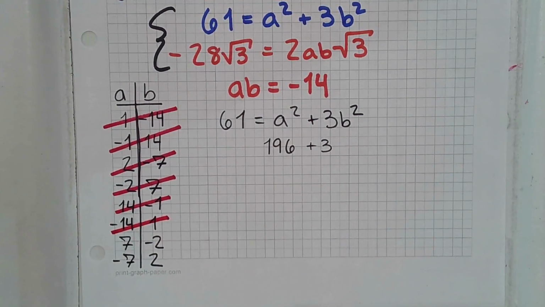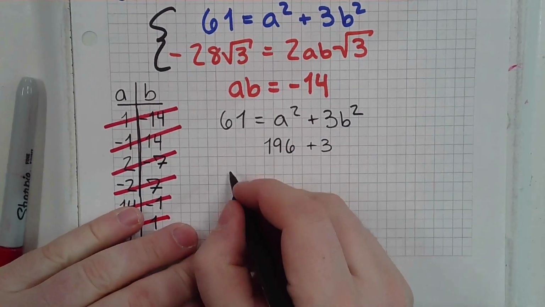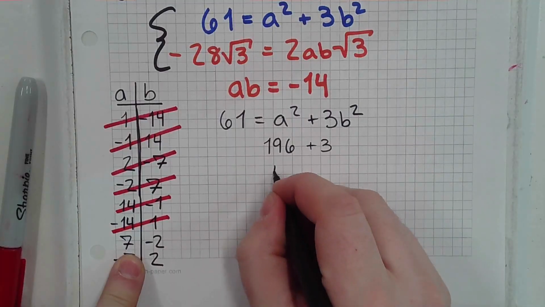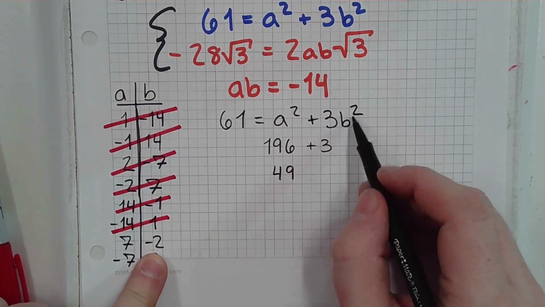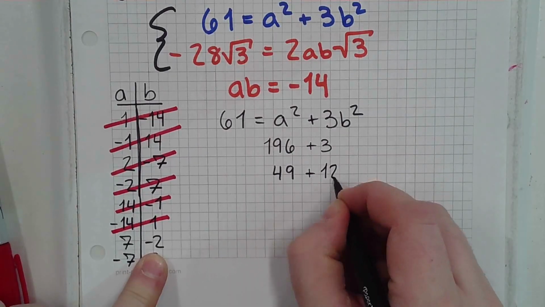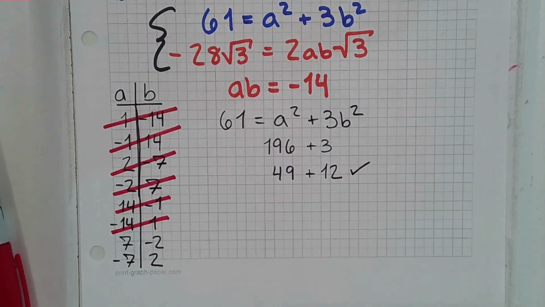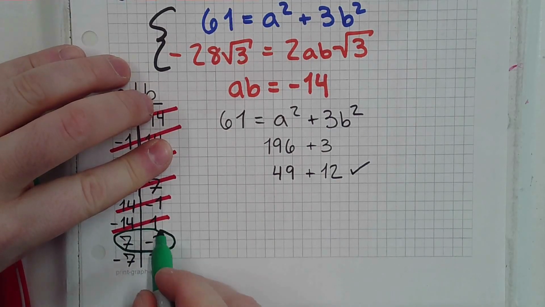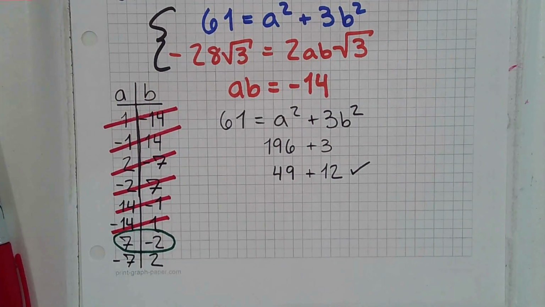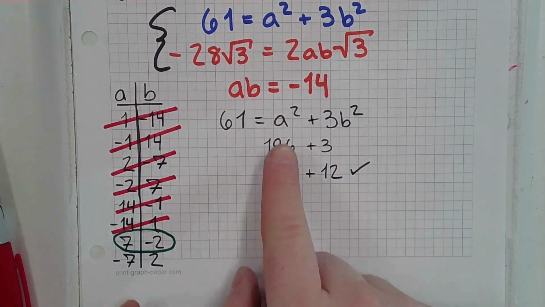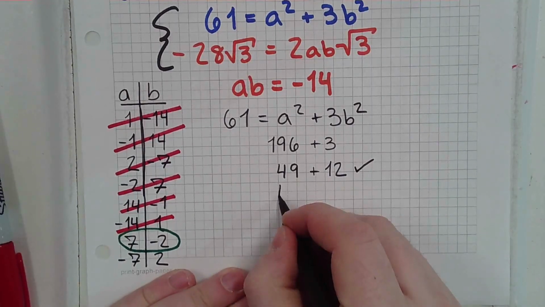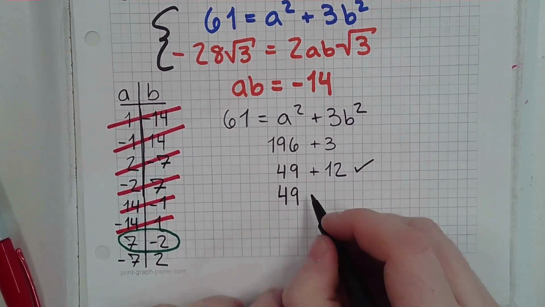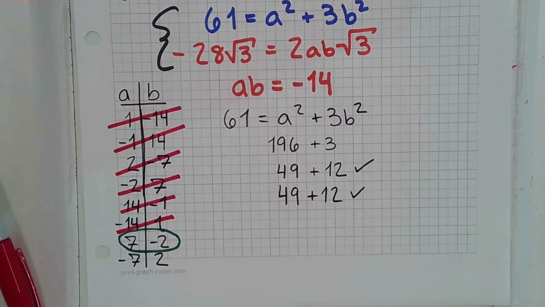So it's got to be 7, -2, -2, and 7. Let's check those. If a is 7, we get 49. And if b is -2, we get positive 4 times 3, which is 12. And that works, right? 49 plus 12 is 61. So this definitely works: 7 and -2 for A and B. And as we discussed earlier, where the minus signs are doesn't really matter because we're squaring everything. So this should work too, and let's prove that, right? -7 squared is 49, and 2 squared is still 4. 4 times 3 is 12. So both of these work.